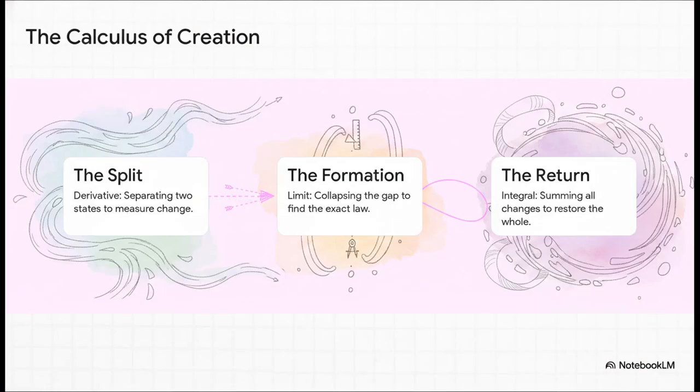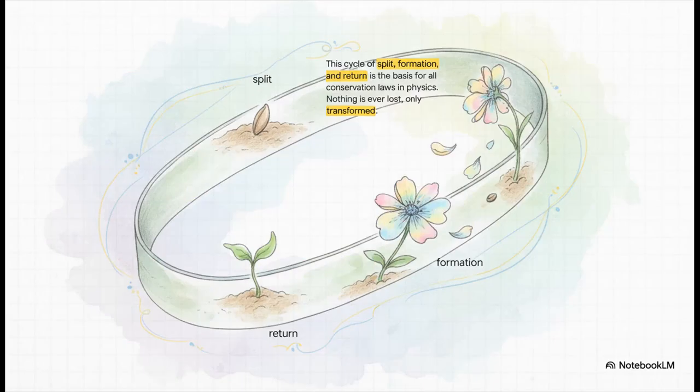I mean, get this, the framework even draws an analogy to the fundamental operations of calculus. The derivative, which splits a function to measure change, is compared to the split. The limit, which finds an exact law, is likened to the formation. And the integral, which sums everything back up again, is seen as the return. So what this suggests, according to the source, is that the conservation laws of physics might follow a similar deep logic. The same principle that ensures energy is only transformed, not created or destroyed, is argued to be the very same one that's driving the Collatz sequence.